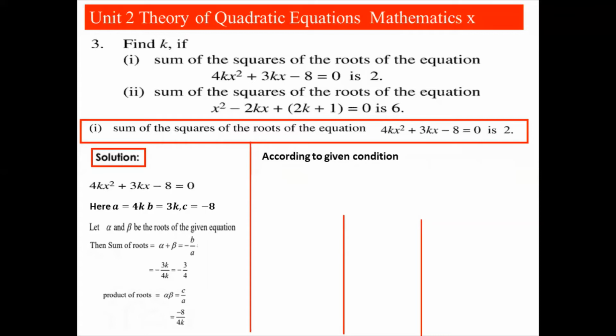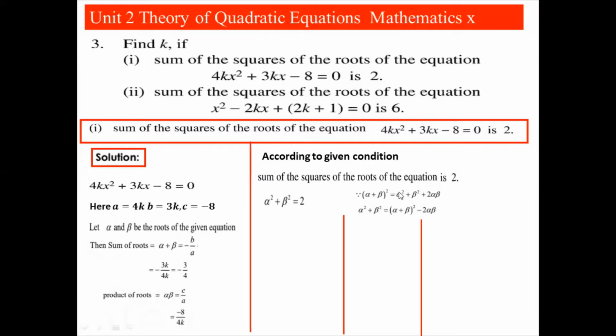According to the given condition, the sum of the squares of the roots of the equation is 2. So it means alpha square plus beta square is equal to 2. This is the given condition. We know that alpha plus beta whole square is equal to alpha square plus beta square plus 2 alpha beta. So we can find the value of alpha square plus beta square. Just we have to shift this value to the left hand side.